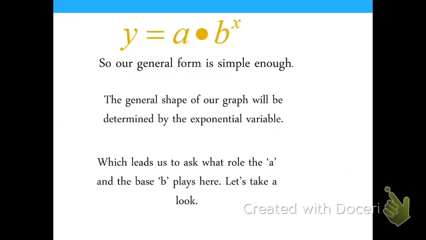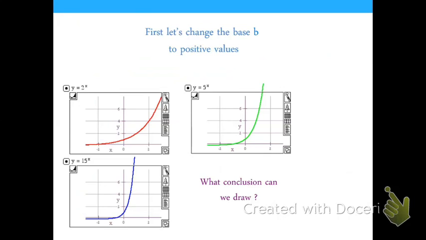So which leads us to ask what the role of a and the base b plays here. Let's take a look. We have two graphs we're going to look at. All right, let's change the b values first. So let's change our rate first and see what happens. So let's look at this for example.